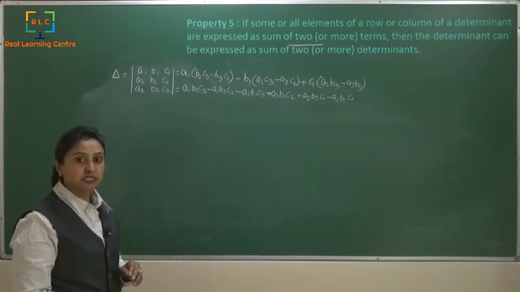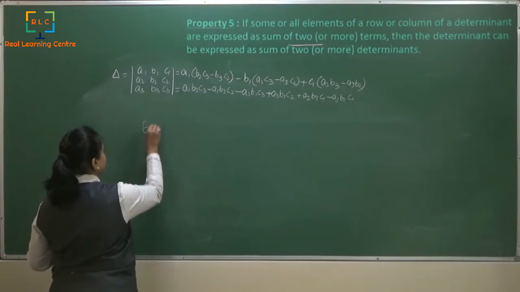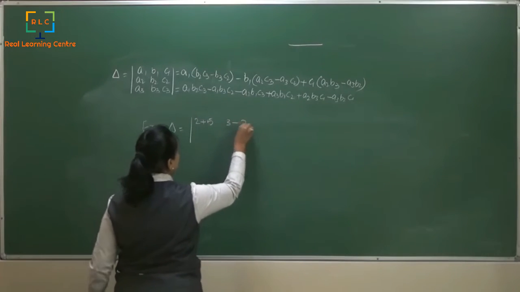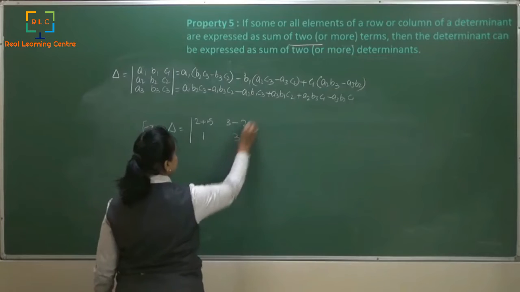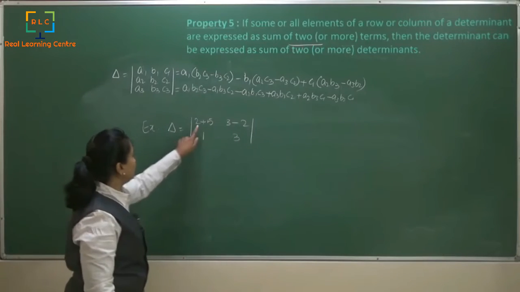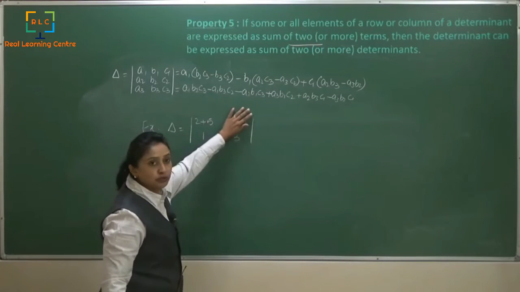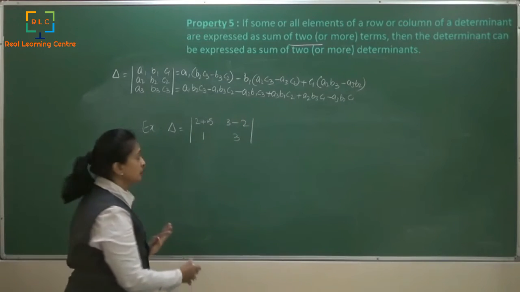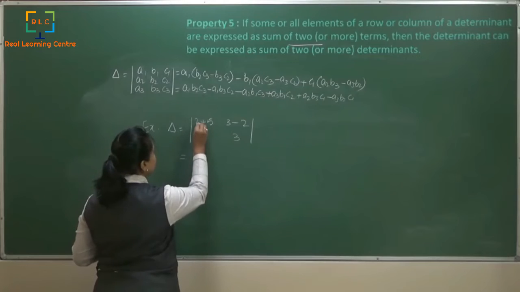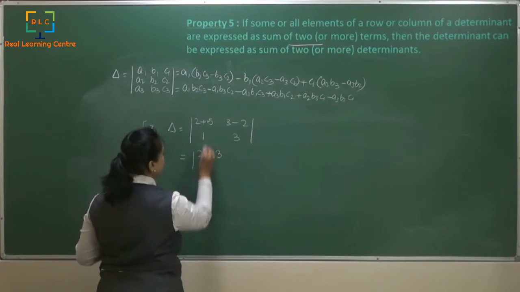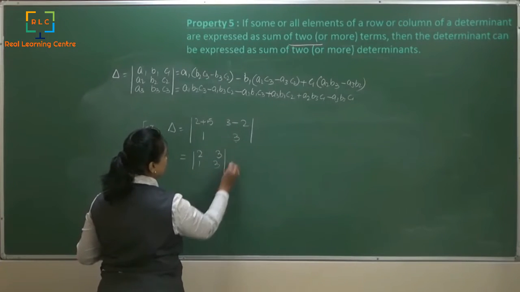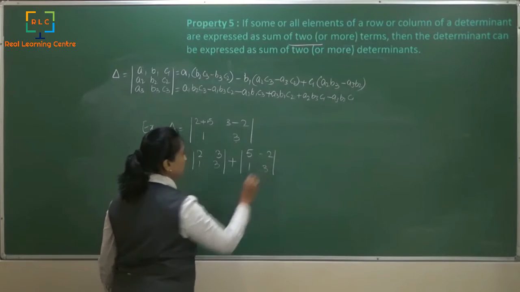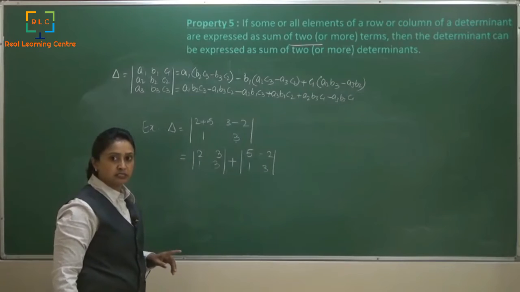What is the meaning of this? I shall tell you with an example. Say, suppose delta you have 2 plus 5, 3 minus 2, and then you will have 1, 3. If you have like this, if one row elements are addition of two terms, then you can write this as addition of two determinants. So this will be equal to, I shall take first element 2, first element 3, and then 1, 3. Next plus I will say, next I will take the second elements 5 minus 2, 1, 3. These two will give you the same answers.